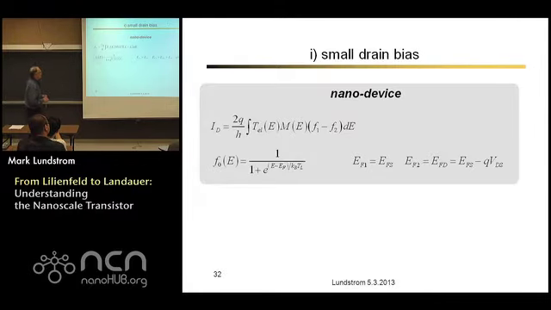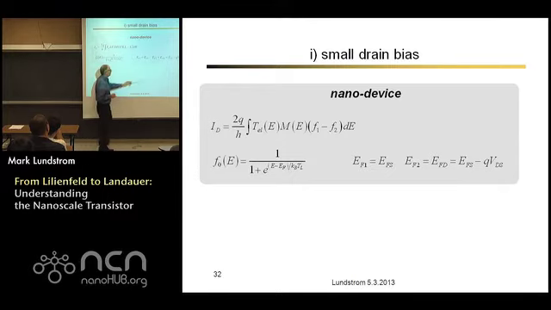Okay, so let's try to have a look at our nano device under small drain bias. What if we apply a small drain bias? So I'm going to do the same thing I did with the 1960s textbook version. First look at small voltage, then look at large voltage. Okay, small voltage, we start with this Landauer expression.